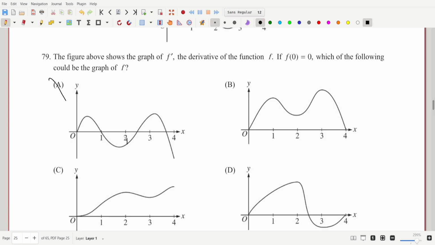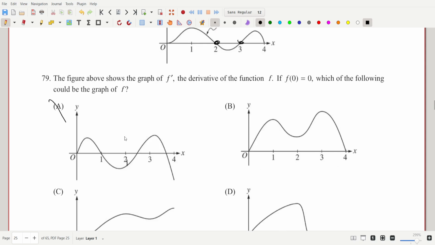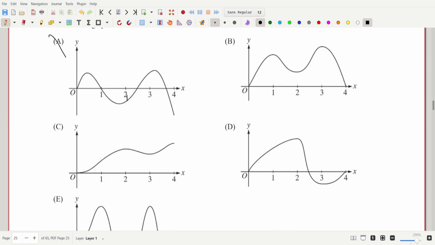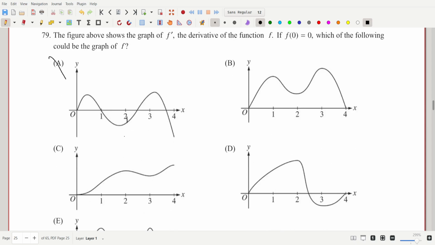So B is still in the running, C is in the running, D is in the running. Okay. Now I've got to check about increasing. So f should be increasing when f prime is positive. It should be increasing from 0 to 2 and decreasing from 2 to 3. That's the idea. So B's out because it's not increasing up to 2.